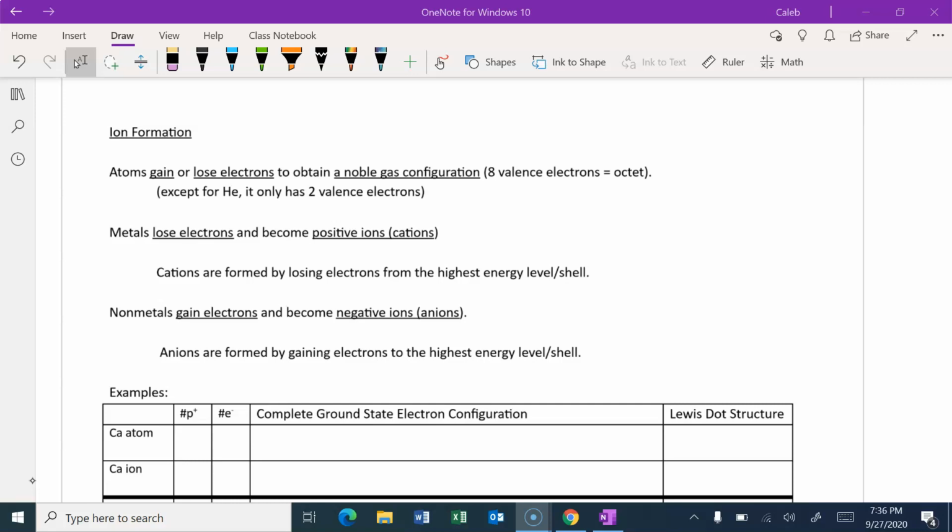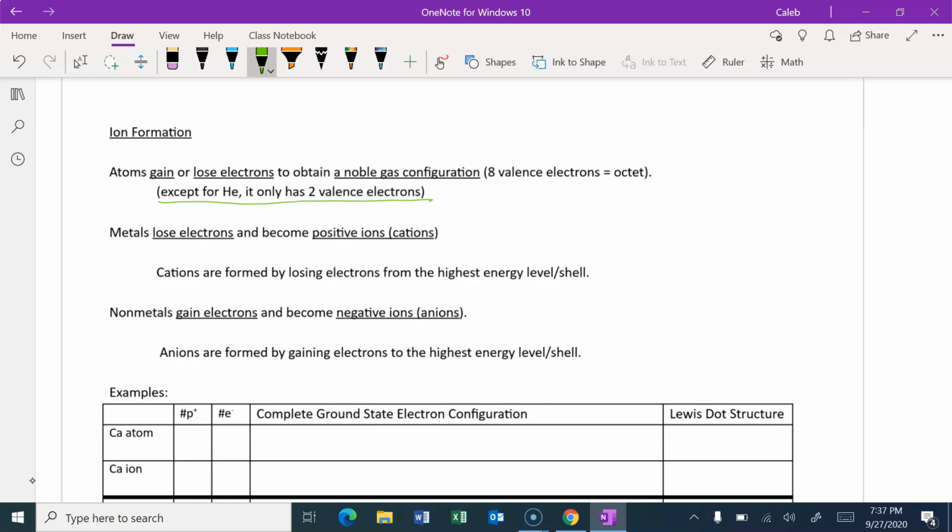Ions are formed when atoms gain or lose electrons. So atoms gain or lose electrons to obtain a noble gas configuration. That means they want 8 valence electrons, or an octet. Except for helium, remember, helium only has 2 valence electrons. So if we have an element that is closer to helium than any other noble gas, it's going to try to get 2 valence electrons instead of trying to get 8.